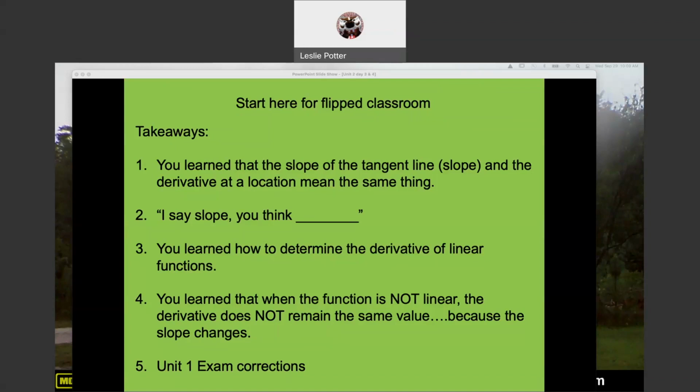Y equals 5 is what sort of line? What slope does a horizontal line have? 0. So if the slope is 0, then the derivative is 0. When I say slope, you think derivative. y equals 8, still a horizontal line. It's up here, right? What's its slope? 0. What's its derivative? Okay, let's look at this line. f of x equals 3x. What's its slope? 3. What's its derivative?